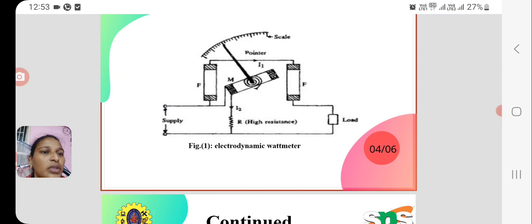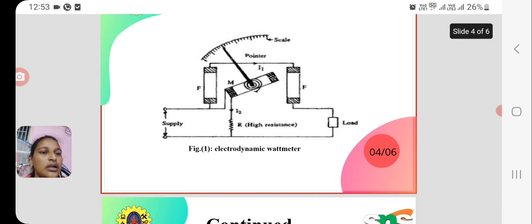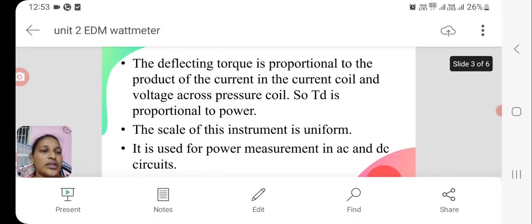You have the fixed coils, and the moving coil is connected in shunt with the system. The moving coil, denoted by M, has the pointer attached to it, which moves over the scale. The moving coil is connected in parallel to the supply through a high resistance R. The current coil is connected in series to the load, whereas the moving coil is connected in parallel to the load. So now let's see the working.